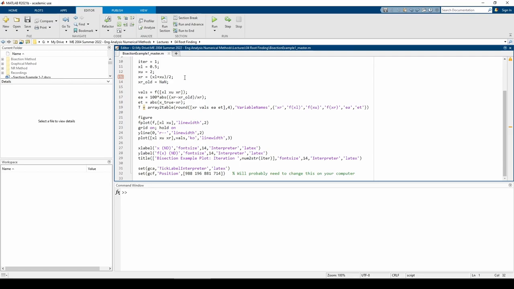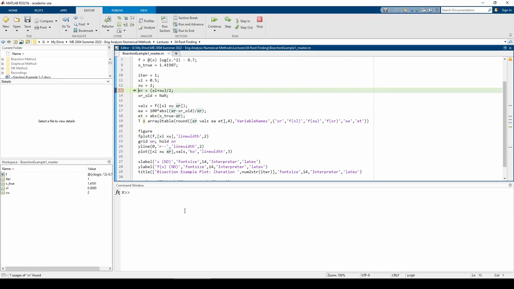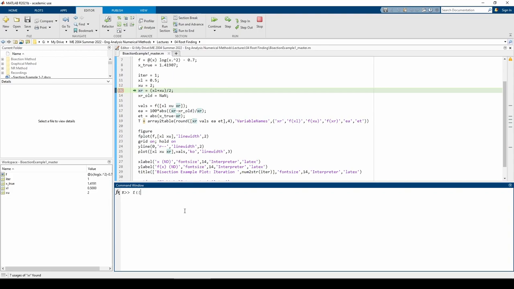Let's plug in xl and xu into the function and see if we get one positive and one negative value. We get f of xl is negative, and f of xu is positive, so the initial guesses are valid. You should always check this, otherwise the bisection method will not work.